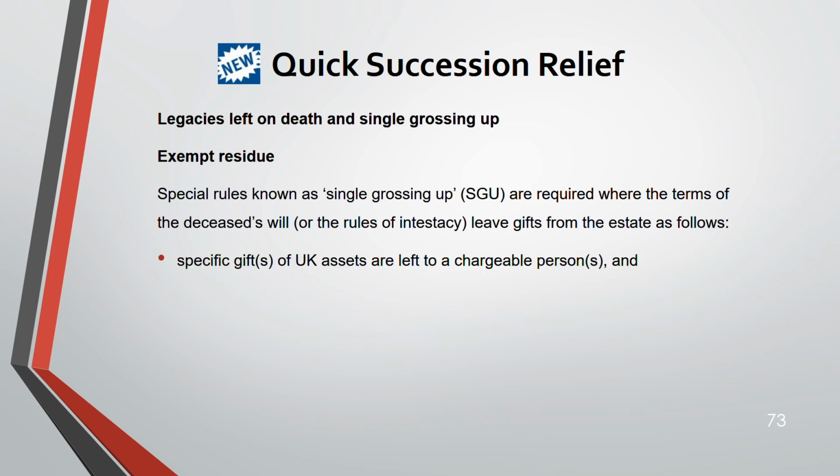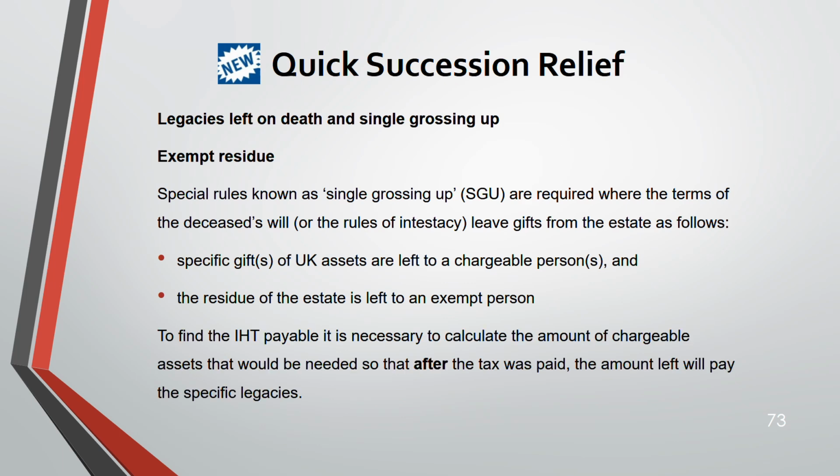So, this person gives from the estate as follows. Specific gifts of UK assets are left to a chargeable person and the residue of the estate is left to an exempt person. Then these rules will apply. To find the IHT payable, it is necessary to calculate the amount of chargeable asset that would be needed so that after the tax was paid, the amount left will pay the specific legacies. The total of the specific gifts of UK assets is the net chargeable estate.